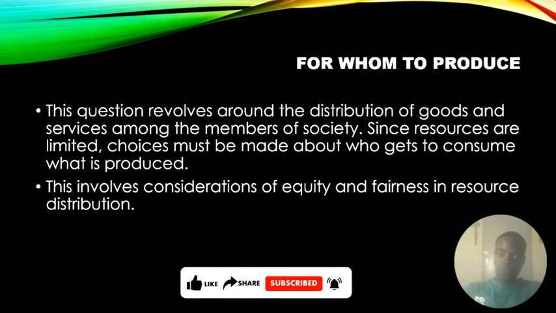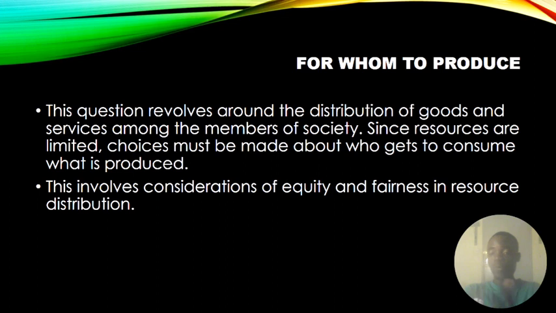Then, for whom to produce? This question revolves around the distribution of goods and services. Who are we going to produce for amongst the members of society? Since resources are limited, choices must be made about who gets to consume what is produced. If you are producing a particular product, you have to know who are going to be the end users, the end consumers of that product. So choices must be made about who gets to consume that product.